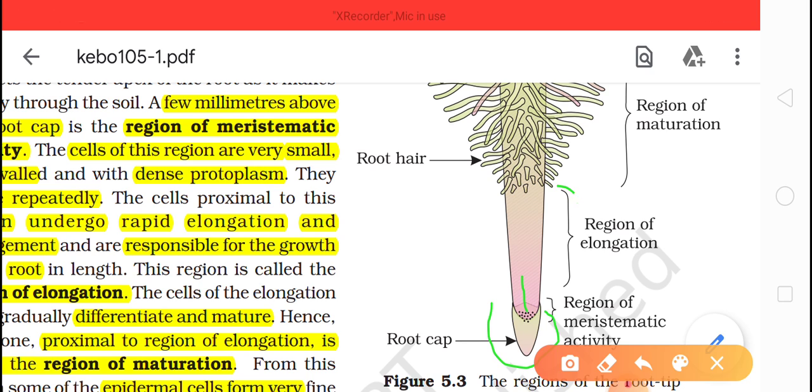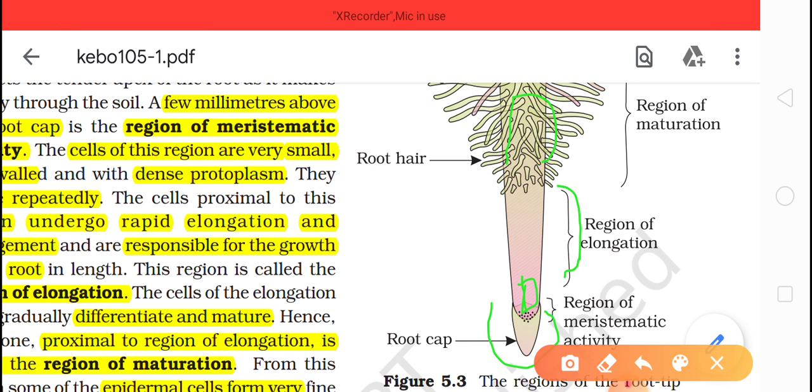Second, the region of elongation, just above the region of meristematic activity. In this region the cells that are formed in the meristematic region elongate. The cells will be enlarged, they elongate. After that, third one, that is the region of maturation. In the region of maturation, the elongated or enlarged cells differentiate and become mature.